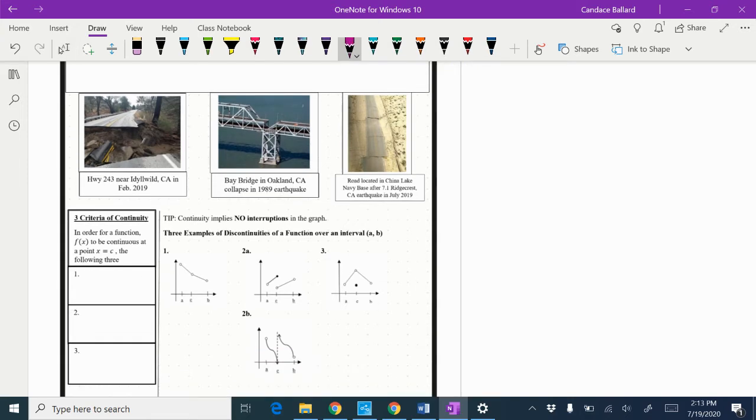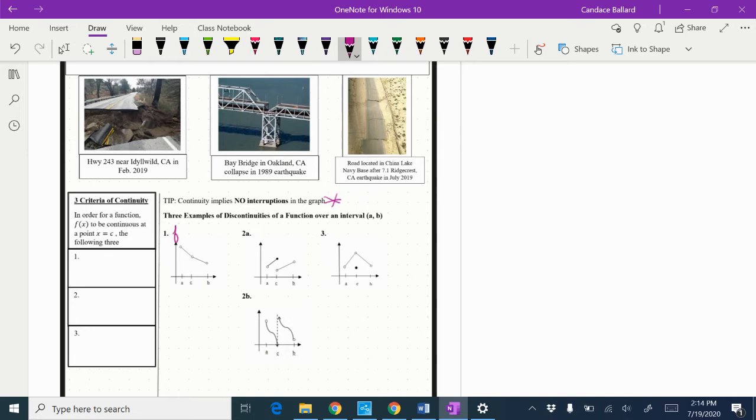Basically, our tip here is that there's no interruptions whatsoever in the graph. So there's no gaps, there's no holes, there's no way that the graph gets broken up. So I'm going to show you 3 different types of examples of discontinuous functions, and we're going to label them here as we go. So this first one is where f of c is undefined.